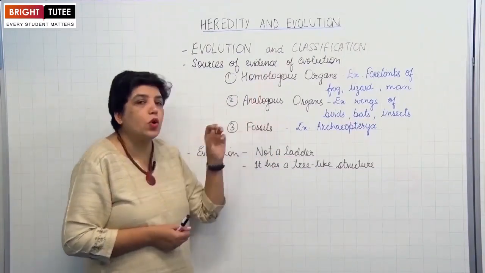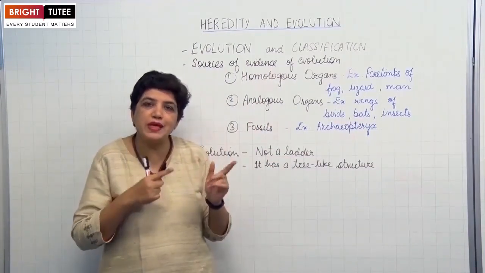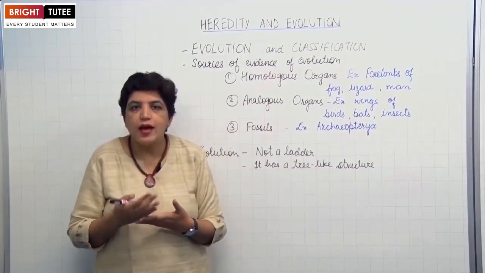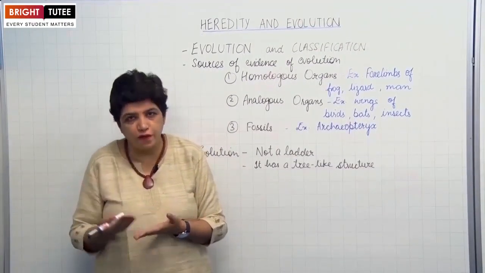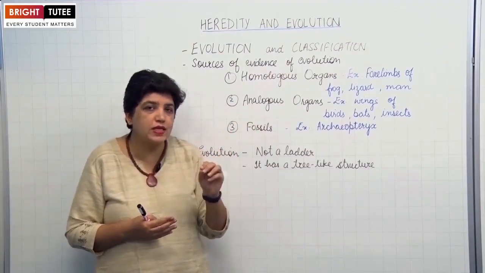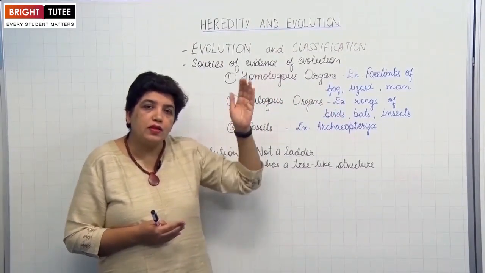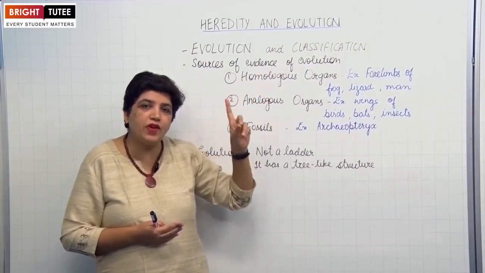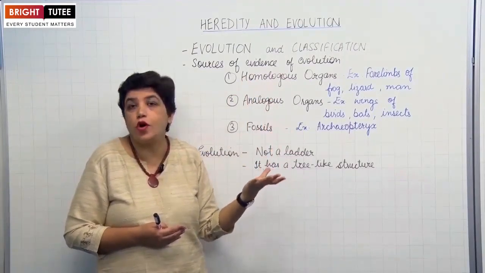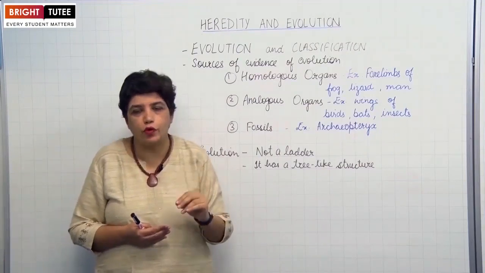So homologous organs are those organs of different organisms which have the same basic structure, but may appear different externally and are used to perform different functions. The presence of homologous organs suggests that these organisms, since they have a basic similar structure, originated from the same one ancestor. One ancestor developed these different types of organisms. The presence of homologous organs supports the theory of evolution.